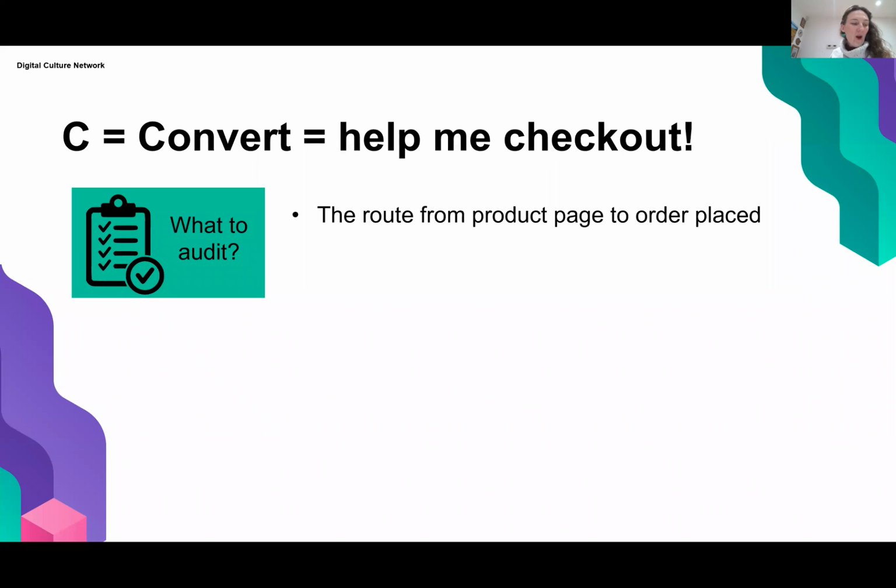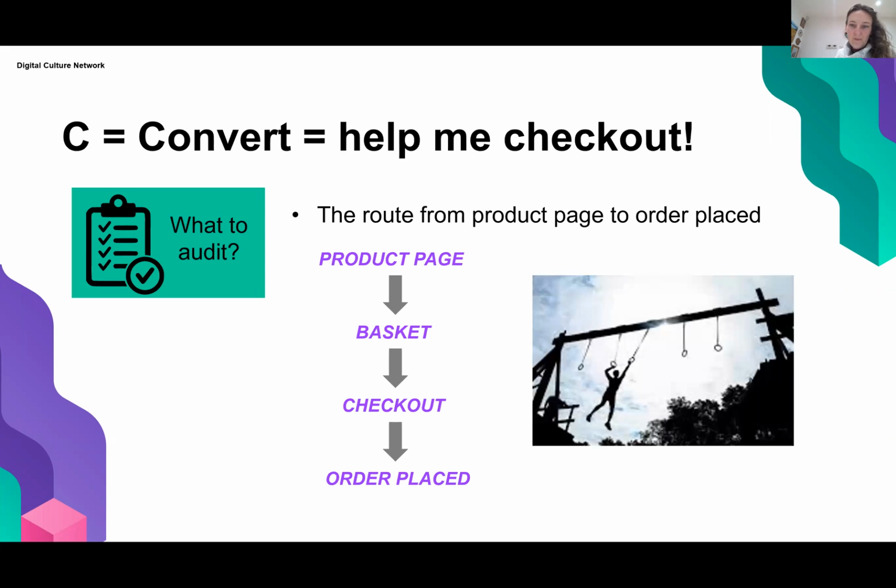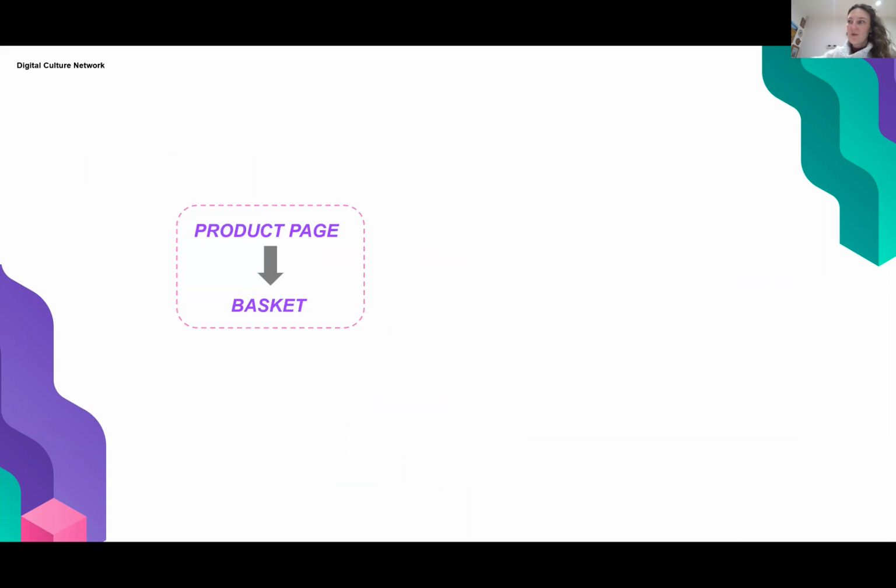So we've now convinced our customer of the product that they want to buy. And we're on to what's called the conversion path. So this is all about helping our customer check out. So what are we going to be auditing? Well, we're going to be looking at the route, from the product page to the basket, to the checkout, to that order being placed. And what we're aiming for is this to feel easy and smooth, and for it not to feel like an obstacle course. So how do we do that?